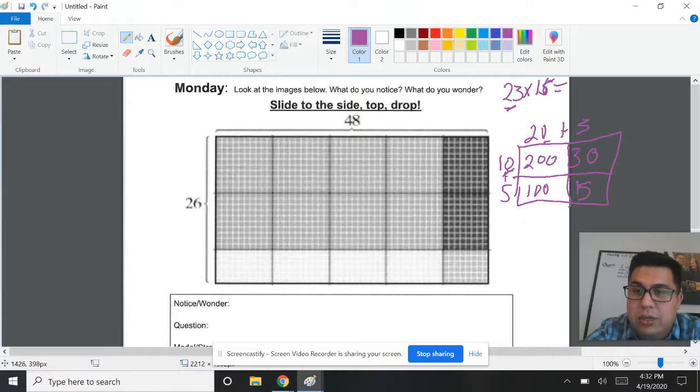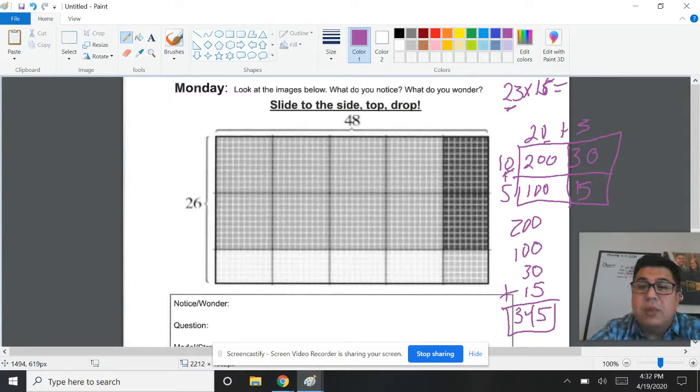So we're going to add 200, 100, and the rest. Make sure we're aligning all the numbers into the correct place value, because sometimes we make simple mistakes if we don't line them up correctly. And we can add them up. We add up our ones, we got 5. We add up our 10s, we got 4 10s. Then we add up our hundreds, and we have 345. So that's the way we can use an area model to solve multiplication problems. Can't wait to see your notice and wonder.